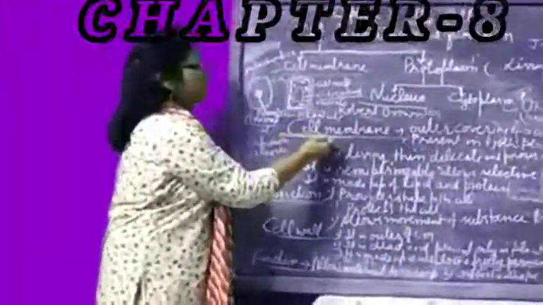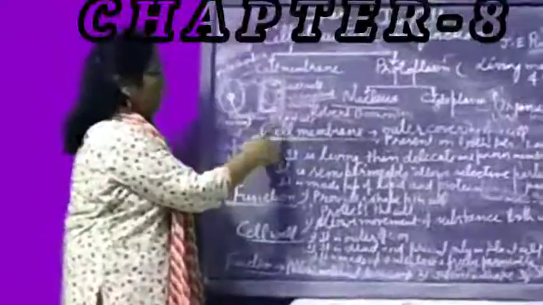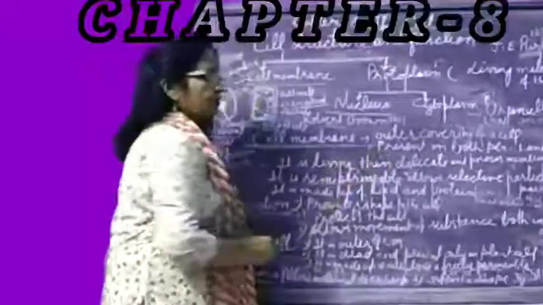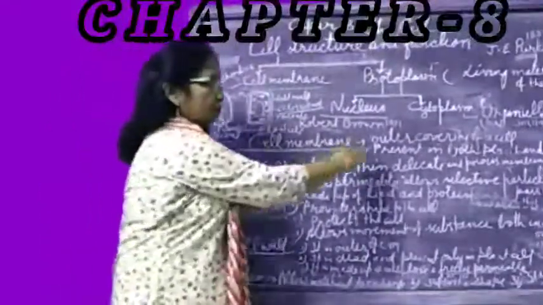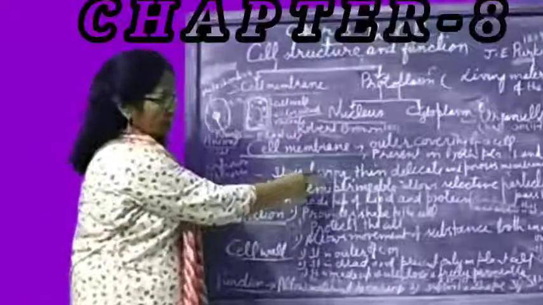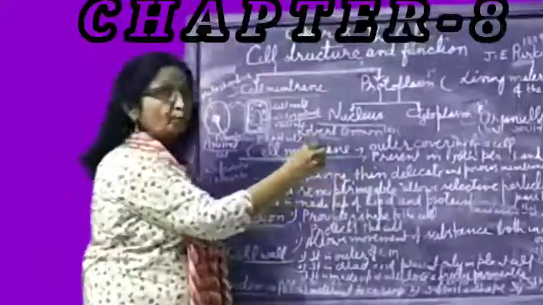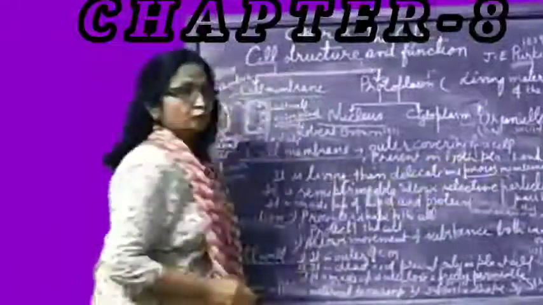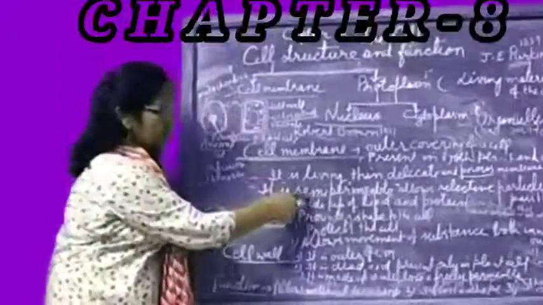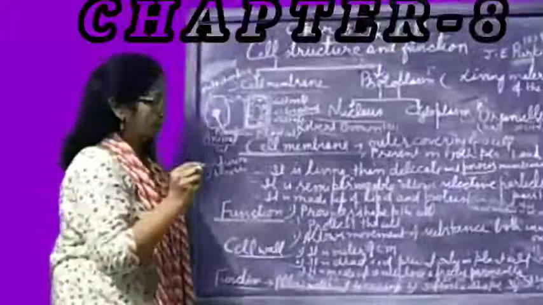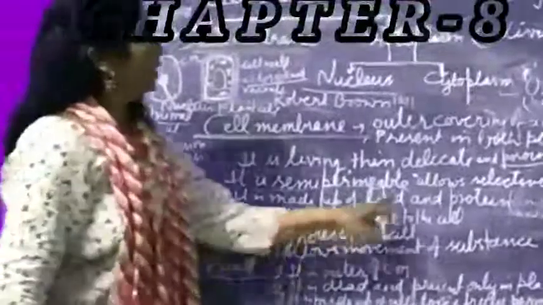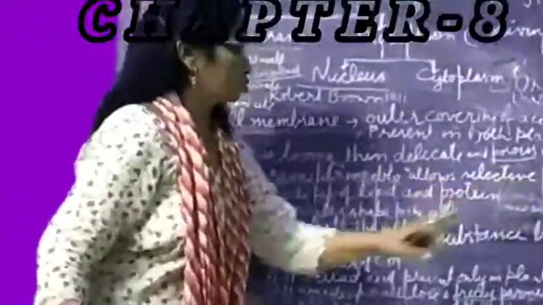So we are starting with the cell membrane. Cell membrane, another name plasma membrane, is the outer covering of a cell and it is present both in plants as well as in animals. It is a living, thin, delicate and porous membrane. You have to learn the word porous: it means pores are there on the membrane. And it is semi-permeable, a very specific feature of the cell membrane. What does it mean? It allows selective particles to pass through.